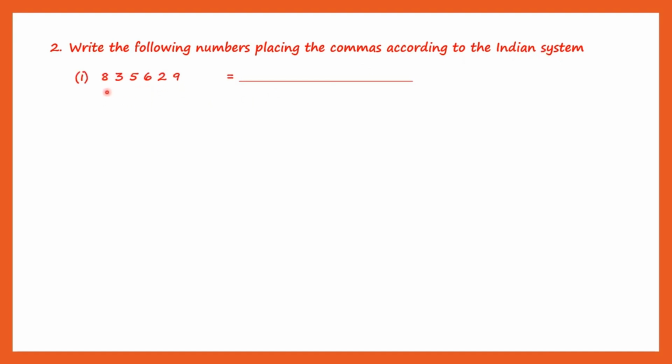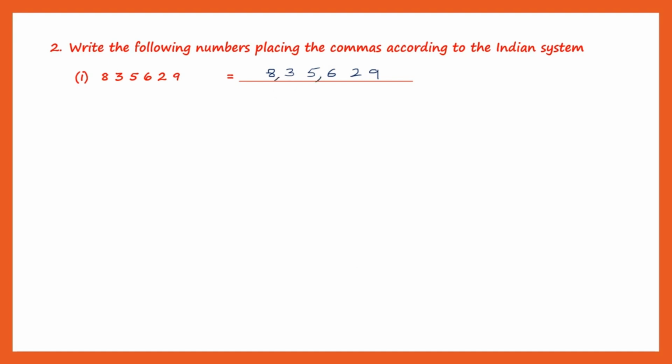So first thing we're going to do is rewrite this number here. So we have 8, 3, 5, 6, 2 and 9. Now we're going to place commas according to the Indian system. So we start from the ones place. We say ones, tens, hundreds. And then we need to place a comma. 1,000, 10,000. And then we need to place a comma. So let's do that. Ones, tens, hundreds, thousands, 10,000s.